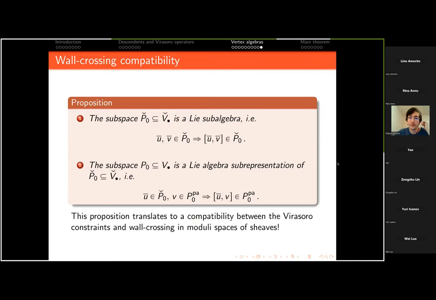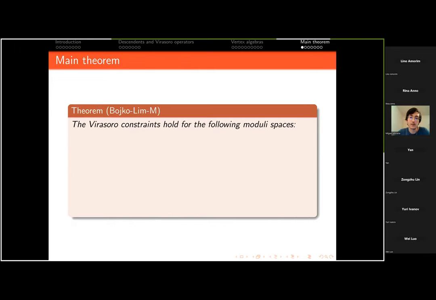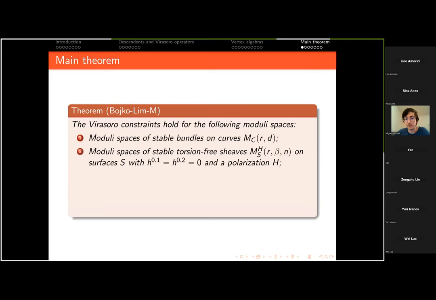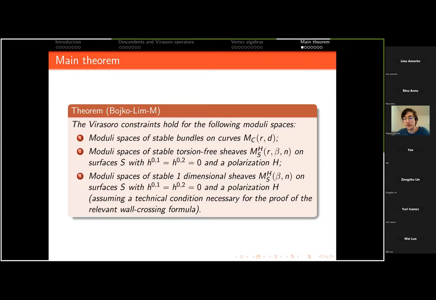So you should think about this proposition as a compatibility between Virasoro constraints and wall crossing. And we have used this compatibility to prove the constraints in the following moduli spaces. Moduli spaces of stable bundles on curves, moduli spaces of stable sheaves on surfaces, either torsion-free sheaves or one-dimensional sheaves. But in the case of one-dimensional sheaves, there is some technical condition that is necessary for the proof to work, which we have not verified, but we have a proof up to that.